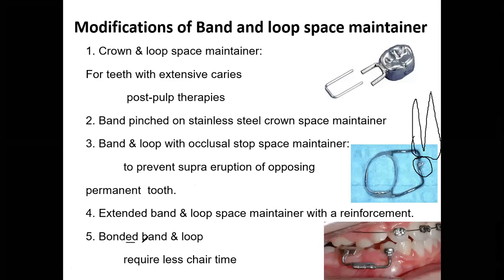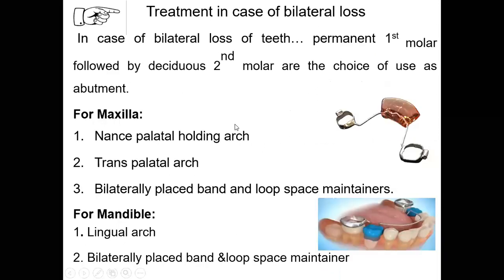And we have another type of space maintainer. These are called bonded band and loop space maintainers. Here it is bonded, and here it is again bonded. On both sides, none of the teeth has a band present, but they are bonded and they are preventing the drifting of the adjacent teeth into the space. So these are different types of space maintainers which can be given when there is a unilateral loss. What if there is a bilateral loss of the tooth?